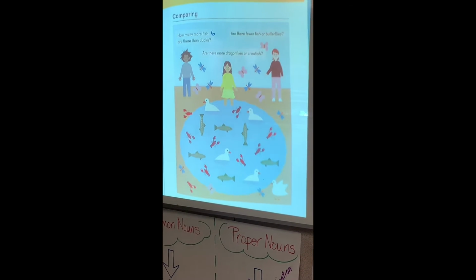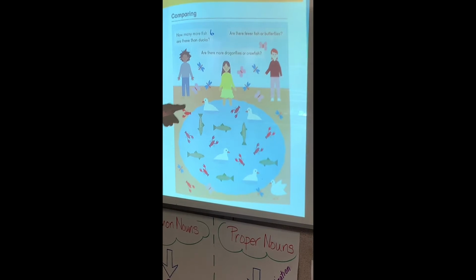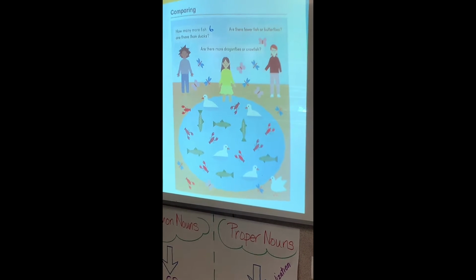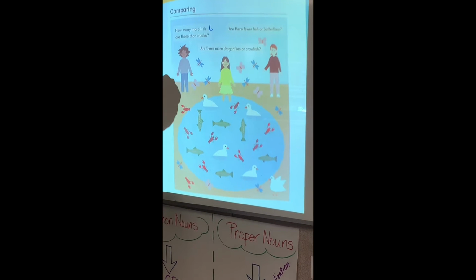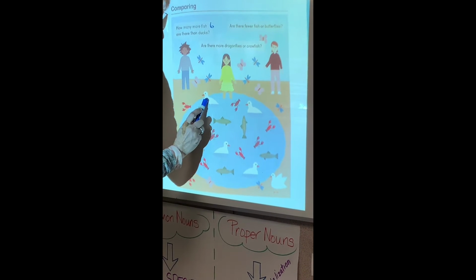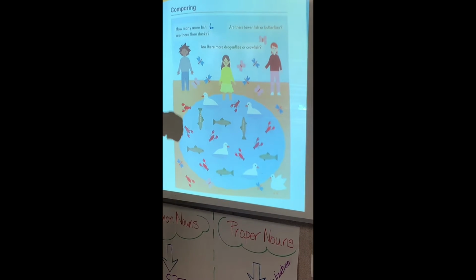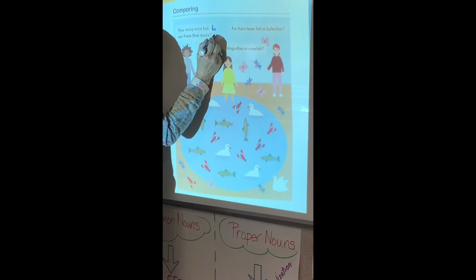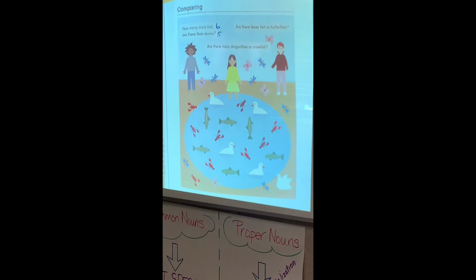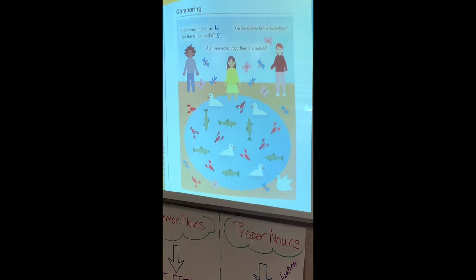Now let's look at the ducks. The ducks are inside the pond and they're outside the pond, so we're going to have to be careful how we count them. Let's count them together. 1, 2, 3, 4, 5. There are 5 ducks.